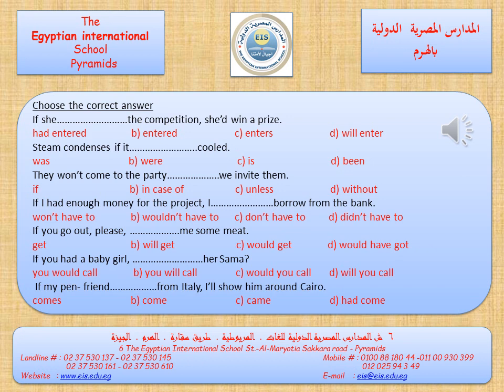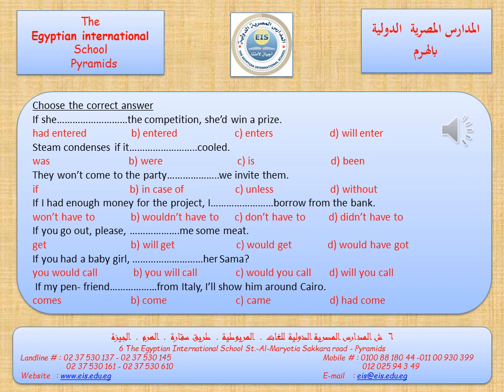Let's go over number 3. They won't come to the party blank we invite them. Look at the meaning of this sentence. Don't just look at the structure or the formulation of the condition. It depends on the meaning. So what is the answer? Unless. They won't come to the party unless we invite them.